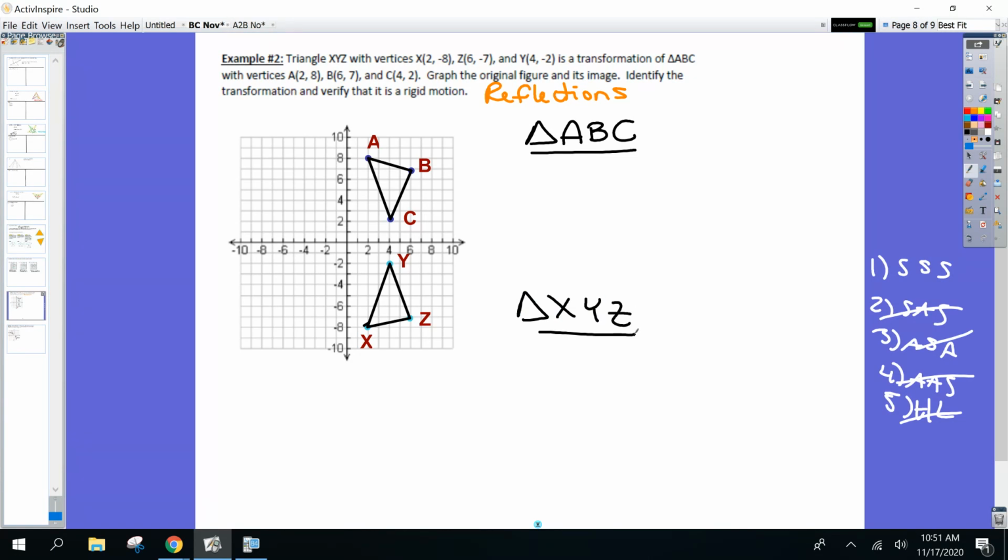Can you use Pythagorean theorem too? Or Pythagorean theorem works as well, whatever floats your boat. Reminder, I'll write the distance formula up here just as a little reminder. We got big square root underneath x2 minus x1 all squared plus y2 minus y1 all squared.